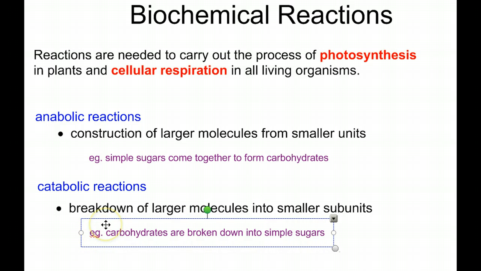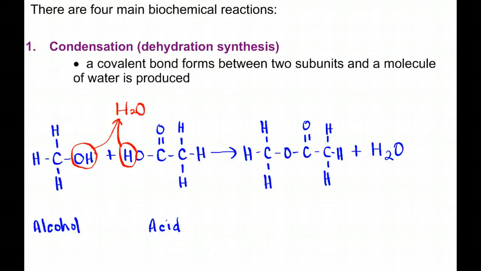So now we're going to look at these in a little bit more detail, because there's a couple of different ways these anabolic and catabolic reactions can happen. And so there are four main biochemical reactions. The first reaction we're going to look at is called condensation. It's also known as dehydration synthesis, depending on what textbook you're looking at. But condensation reaction and dehydration synthesis mean the exact same thing.